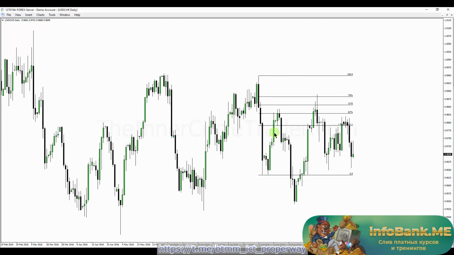Here's equilibrium. Price expands to equilibrium. Once we start seeing that, we watch. Does it get to 62? It does. The bodies of the candle stop perfectly right there. You could sell short right there.